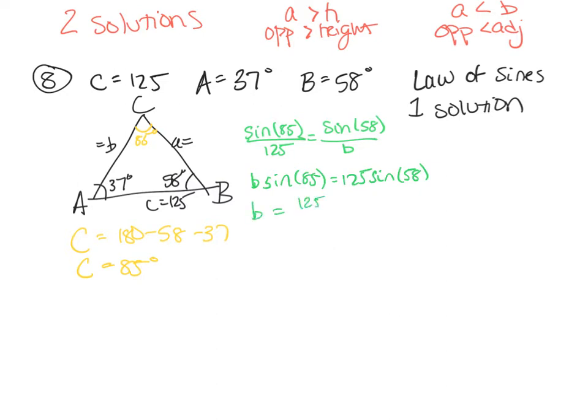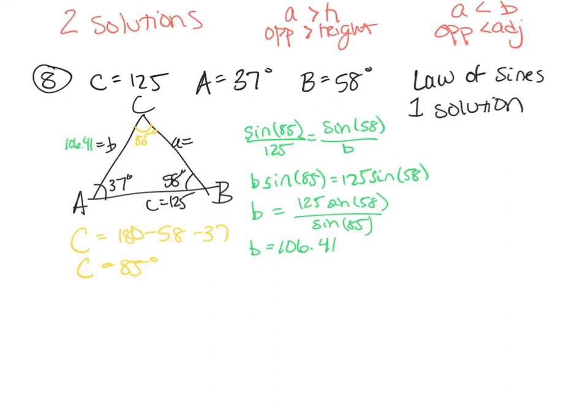Get 125 times sine of 58 over sine of 85. And when I plug that into my calculator, I'm going to get 106.41. So let's write that down, 106.41. And our last step is to solve for side length A.